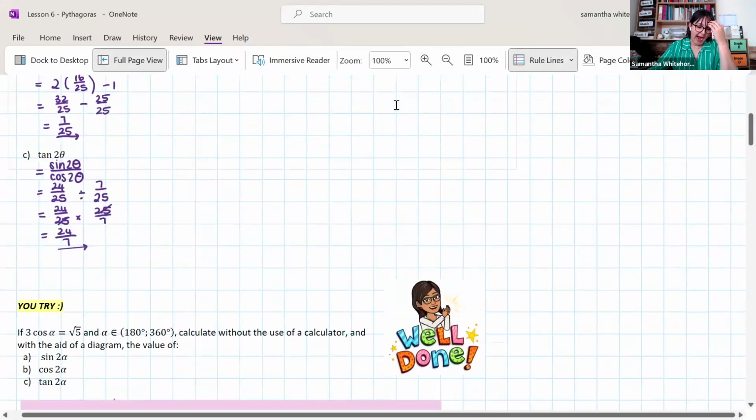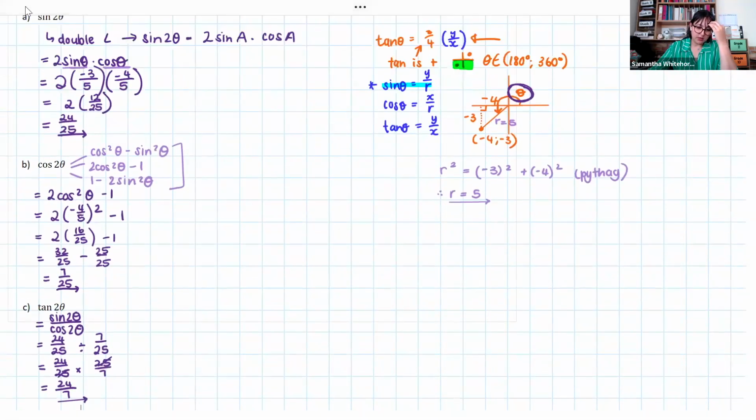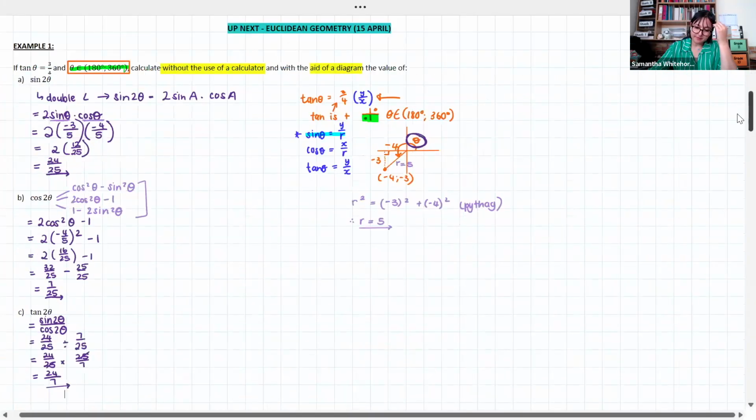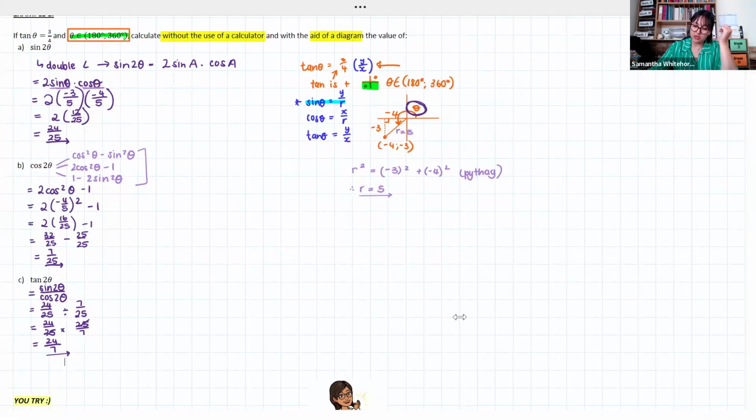Okay. So let's take a screenshot of this. I'm going to have to make that smaller. Right, so there's your first example. Let's take a screenshot, and then you guys are going to try by yourselves. Same idea, use your formula, use what you have in order to answer the question.